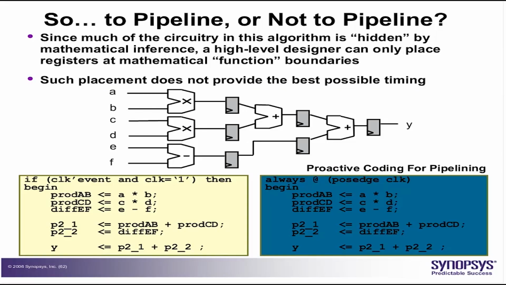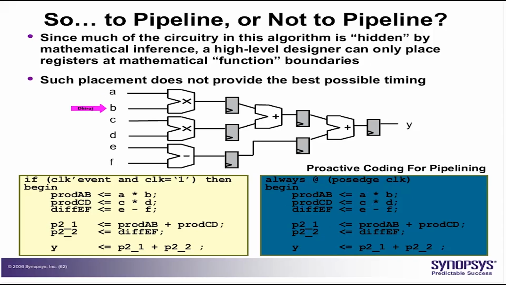Let's see one example of this code. The left code is VHDL, the right side code is Verilog. We'll see the Verilog code. Now let's say you have a product AB is equal to A into B, product CD is equal to C into D, difference EF is E minus F, P21 is prod AB plus prod CD, so A into B plus C into D, P2_2 is DTF, Y is equal to P21 plus P22. Please note, although this is coded in a single always block, each such non-blocking construct means one level of flip-flops. So what happens when it gets implemented?